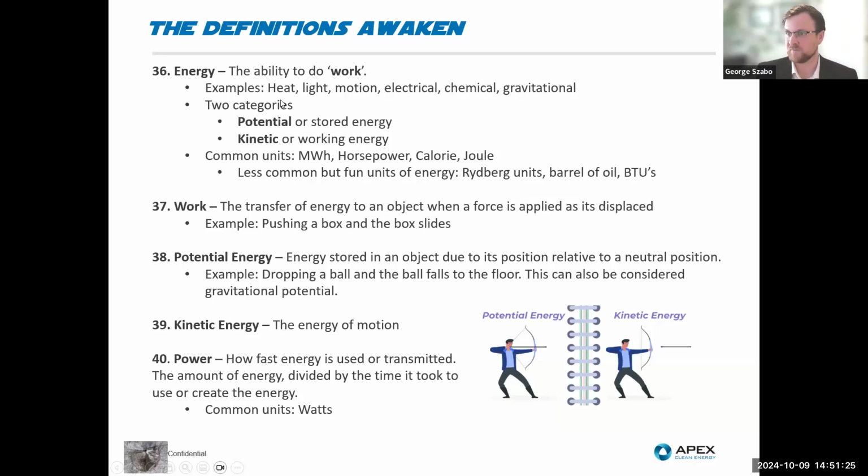All right. So let's talk about energy. Energy is the ability to do work. Examples of this are heat, light, motion, electrical, chemical, gravitational. This is a really good reminder about how these interact with each other. Energy is broken up into potential and kinetic. Potential is stored, and kinetic is working energy. The common units of these are megawatt hours, horsepower, calories, and joules. Less common, but kind of fun units are Rydberg units, barrels of oil, and BTUs. But there's a lot of different types of units with regard to energy.